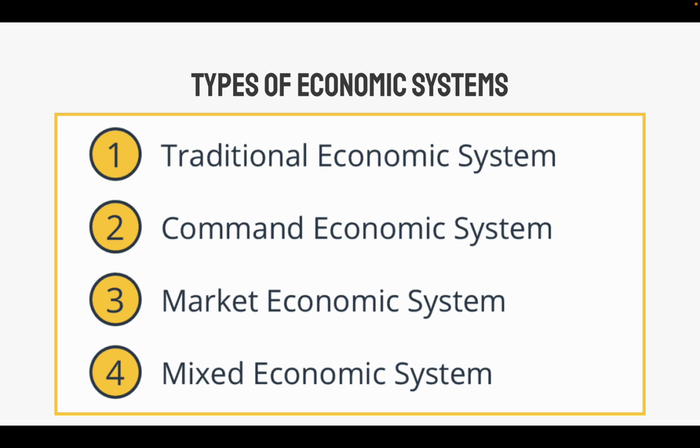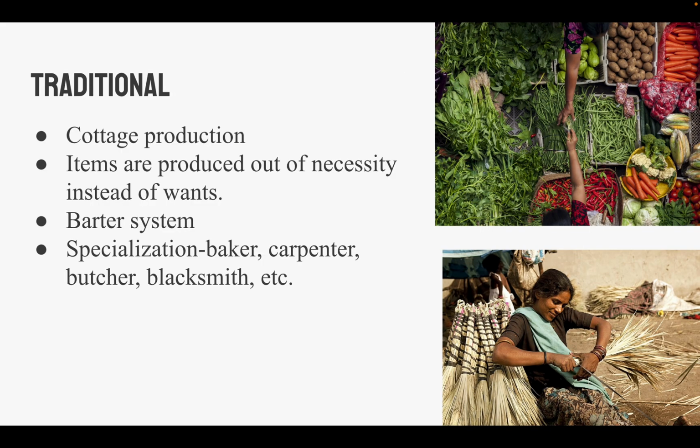When we talk about the types of economic systems, it's going to show how scarcity plays out. There's traditional, command, market, and mixed. Traditional economies are very different from the economy we live in in the United States, where we have production and manufacturing. Traditional economies are going to be like cottage production, and the root of that is cottage industry, where individuals live at home and produce at home or within a community.